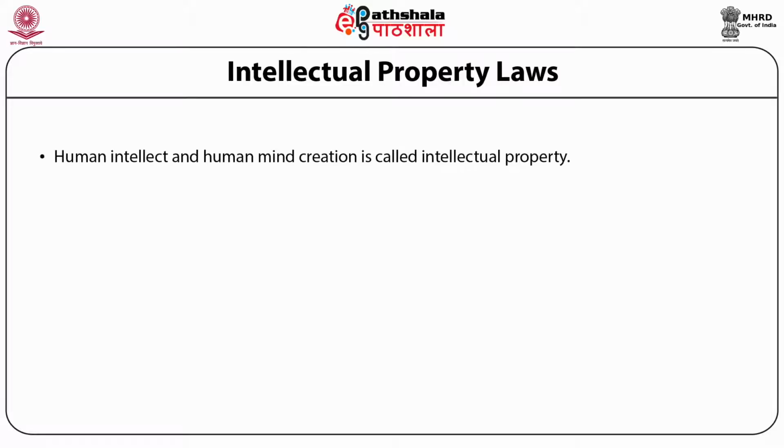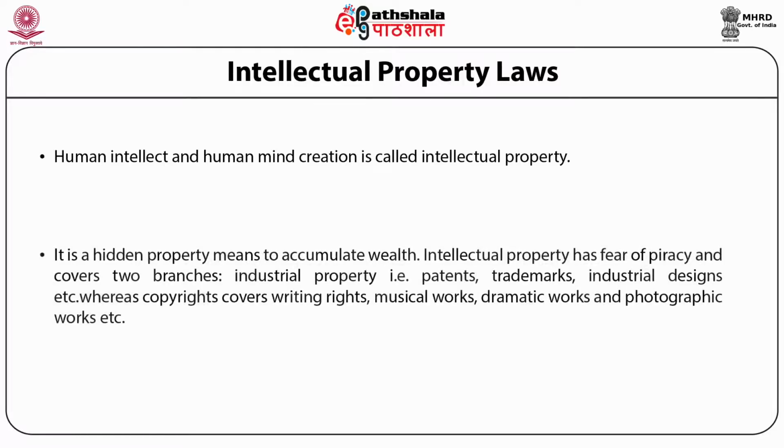Human intellect and human mind creation is called intellectual property. It is a hidden property which means to accumulate wealth. Intellectual property has a fear of piracy and covers two branches, that is industrial property, for example patents, trademarks, industrial designs, etc., whereas the copyrights covers writing rights, musical works, dramatic works and photographic works, etc.